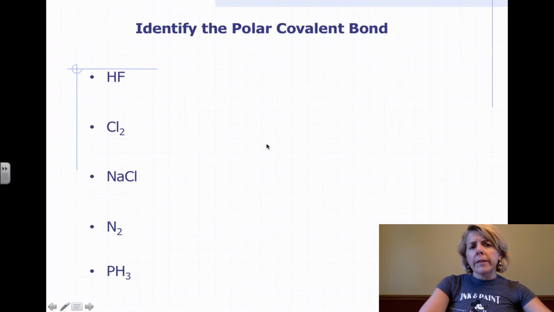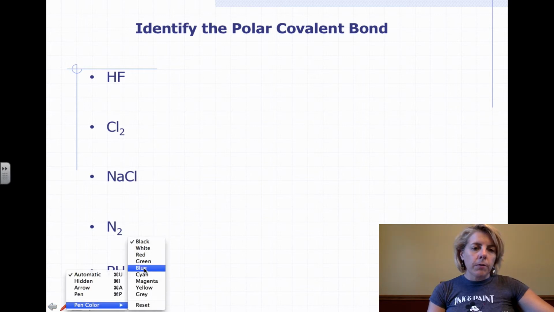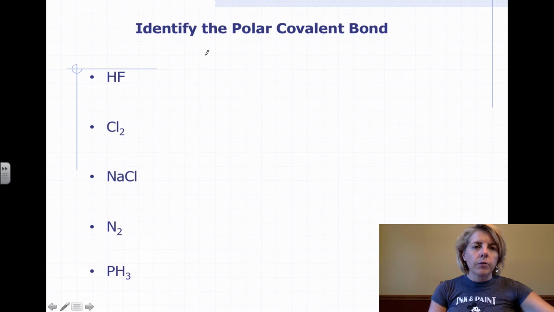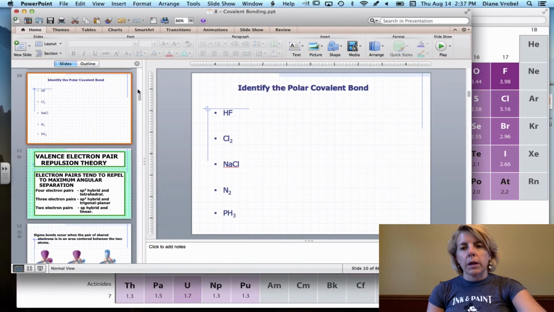Okay, this is the last segment of this video. So what we need to do here is identify the polar covalent bond. And I'm going to do the first three, and then you'll do the last two yourself. So here I have hydrogen and fluorine. Now, if you're not sure whether or not this is polar covalent, and I'll tell you, I threw in some ionic bonds here, so you have to be careful, okay? Let's go to the periodic table first, just to find out what's going on here.